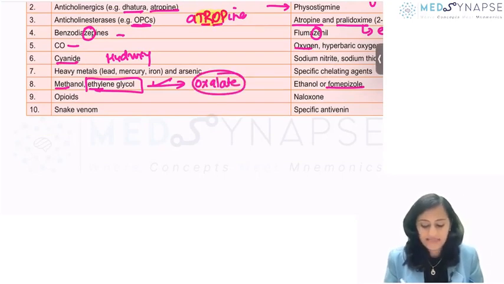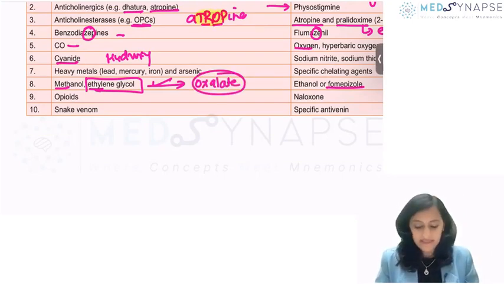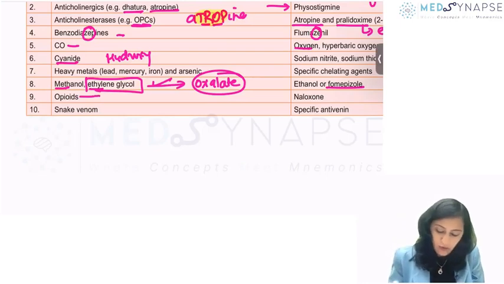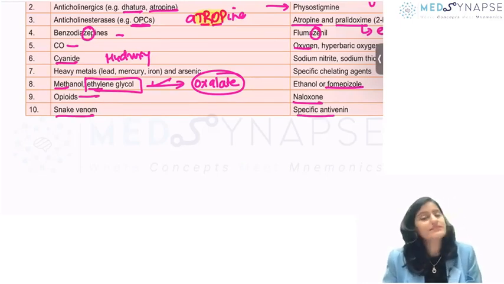What history do you have in ethylene glycol? Oxaluria, oxalate crystals. Very, very important. Antifreeze, ethylene glycol, and oxalate crystals. For opioids, naloxone. For snake, it is antivenom.